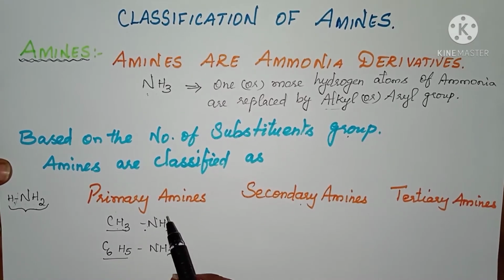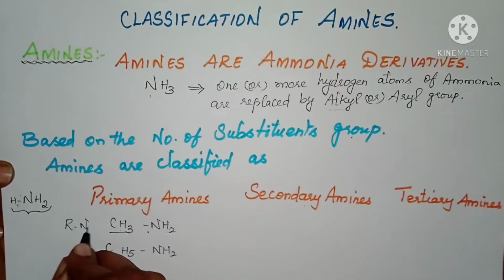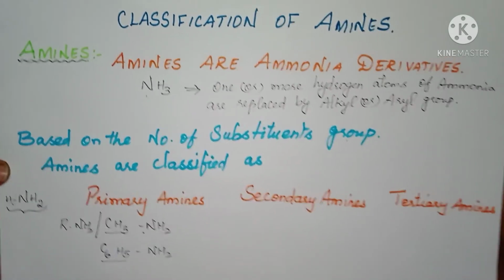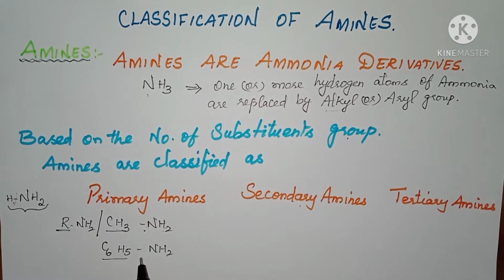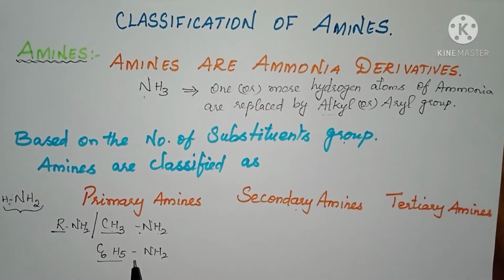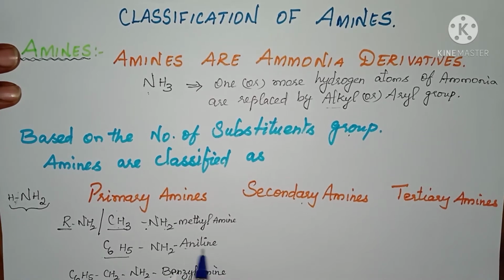So what is the functional group of primary amine? NH2. We can write it as RNH2, where R means alkyl or aryl. Hope you got it. See here, benzene with NH2, we can say aniline. What is the name? Aniline. Next one, C6H5CH2NH2. It is benzyl amine.